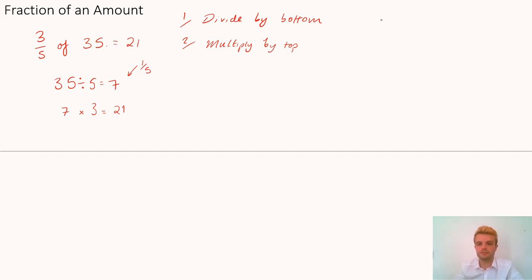Let's do another one. Let's do 4/7 of, let's say, 56. First thing we'll do is step 1, which is divide by the bottom. So we'll take our 56 and divide that by 7, which is 8. And then step 2 is to multiply by the top of the fraction. So we take the 8 that we just found and we multiply it by the top of the fraction, which is 4. And 8 times 4 is 32. So 4/7 of 56 is 32.